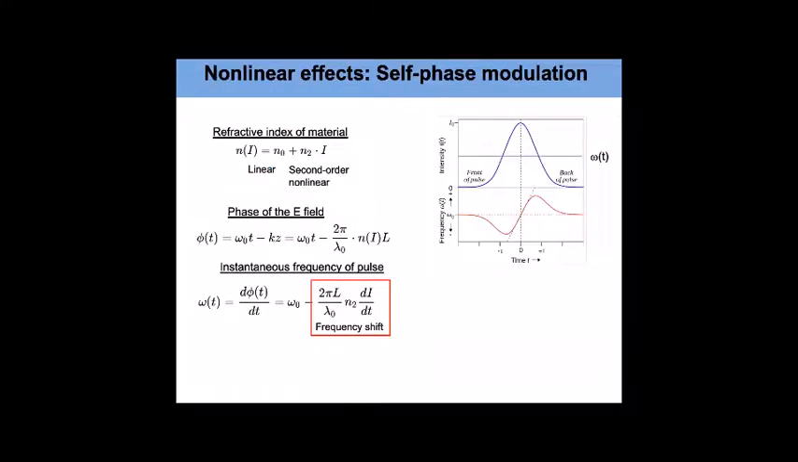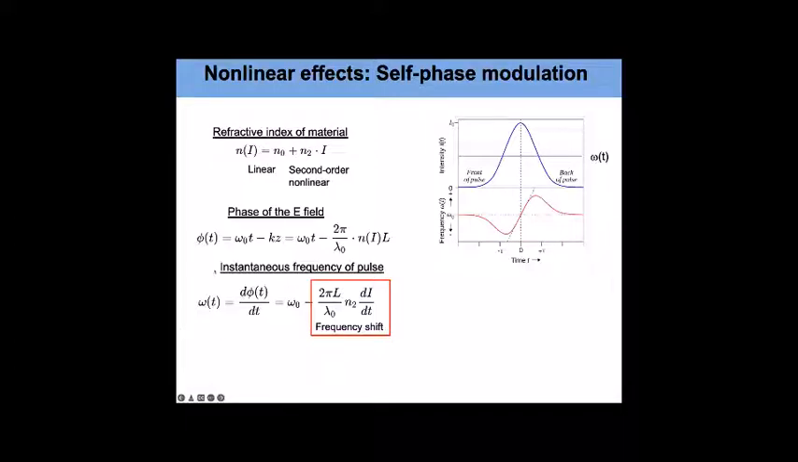Okay, and so what's happening here? When you have this kind of nonlinear effect, you have a dependence of your index of refraction on the instantaneous intensity of your pulse. Okay. And so if you look at the phase of your electric field here, this is how we write the phase of our electric field in terms of its instantaneous frequency, and also depending on the index and the length of your material.